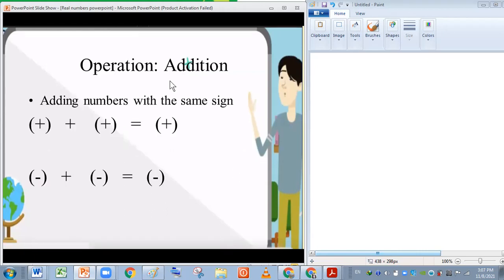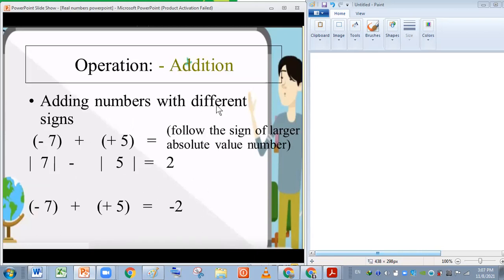So, in addition, I think everybody knows how to add real numbers. When we add the same sign, it follows the exact same sign. For example, a positive plus a positive, you follow the positive sign. A negative plus a negative follows a negative sign or symbol. Same as when we add different signs, so what should we do? Everybody knows that it follows the sign of the larger absolute value number.